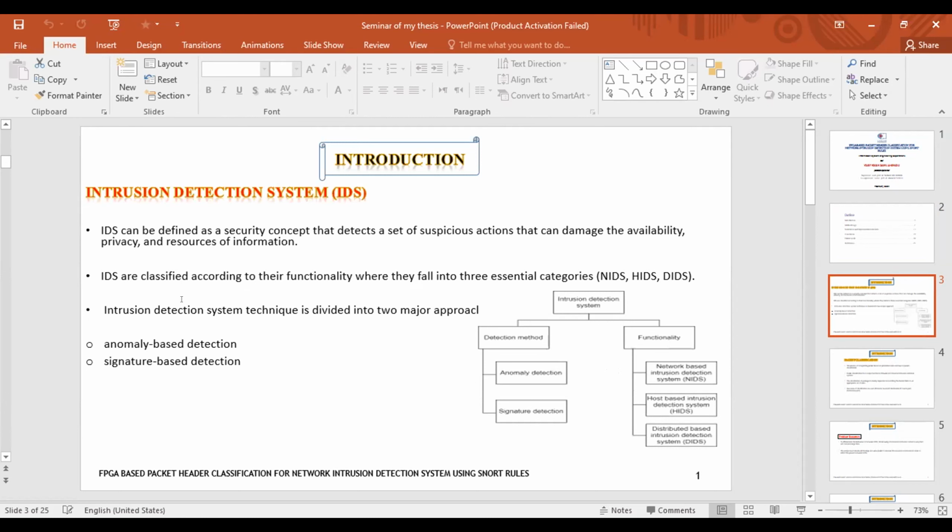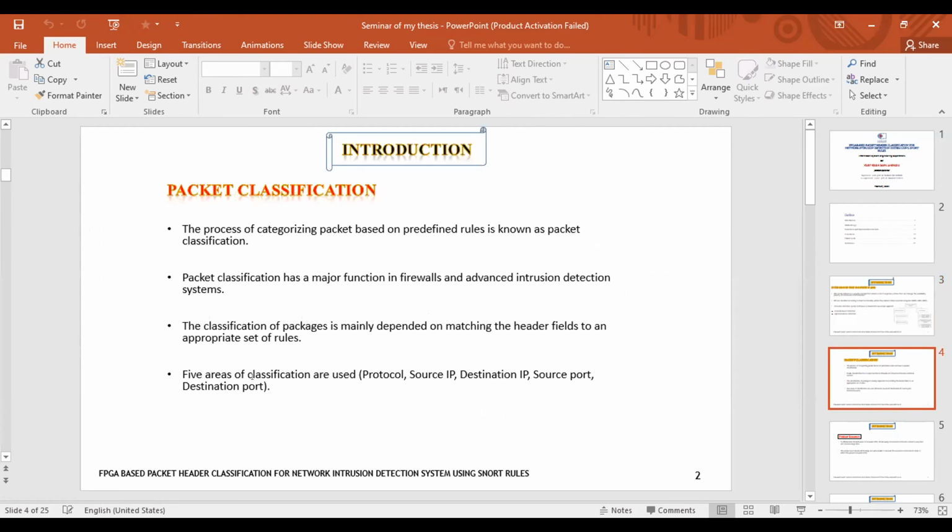Actually, intrusion detection systems are classified according to their functionality into three essential categories. The first is the network intrusion detection system. I'm going to focus on this field because I'm interested in it. The second one is the host intrusion detection system, and the last one is the distributed intrusion detection system. Also, intrusion detection systems are divided into two major approaches: anomaly-based detection and signature-based detection.